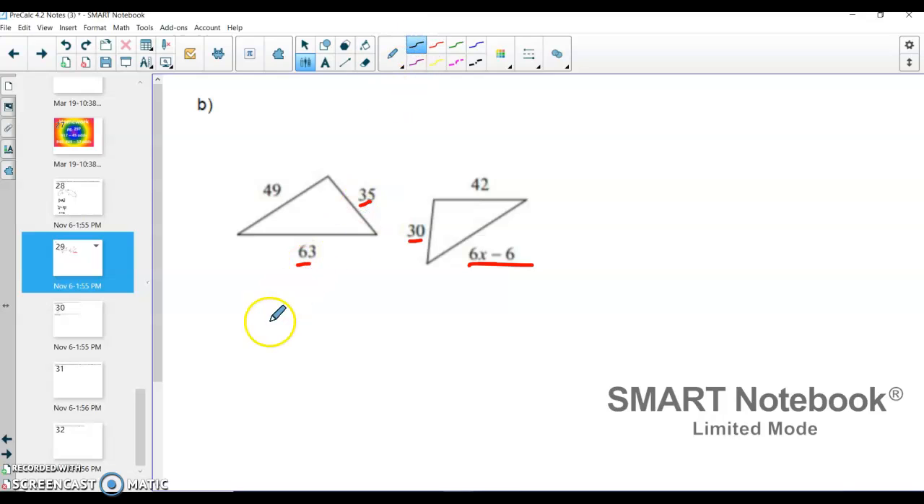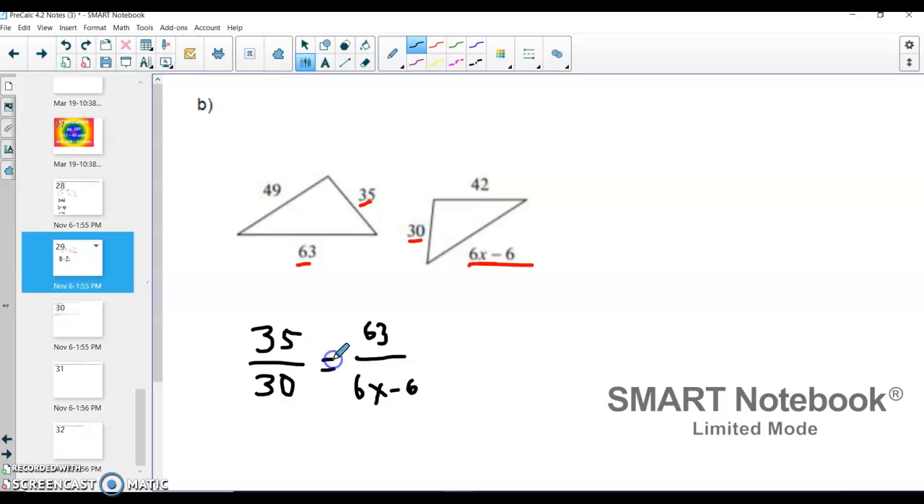But knowing this, what I can do is say, okay, well, 35 divided by 30, again dividing corresponding sides. This time I'm doing the big triangle divided by the little, and I'm going to set that equal to 63 divided by 6x minus 6. And we can see this here. I'm dividing corresponding sides, 35 from the big, 30 from the small. Staying consistent, 63 from the big divided by 6x minus 6 from the small.